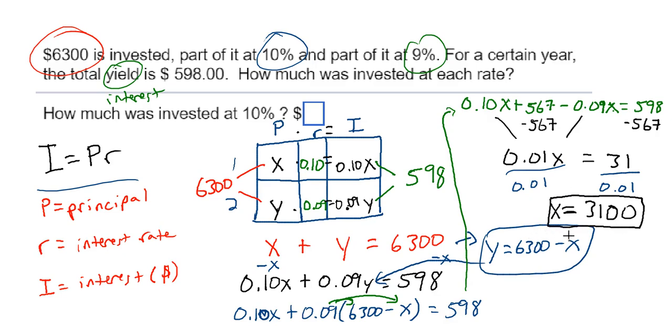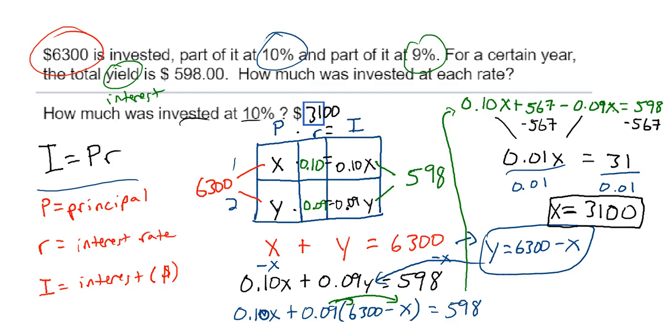So remember what x represents. It is the amount invested at the 10% investment, at the 10% rate, which is what the first question is asking. How much was invested at 10%? We're going to type in 3,100 into this box. However, it will ask us the next question, which is how much was invested at 9%. So we still need to know that.